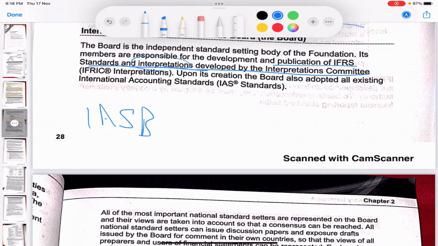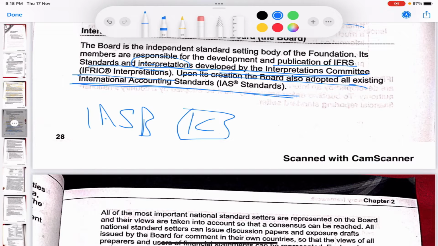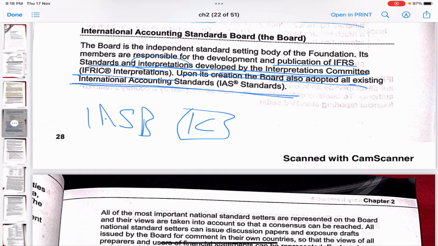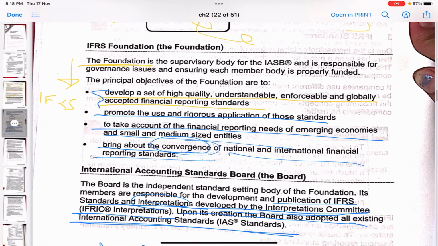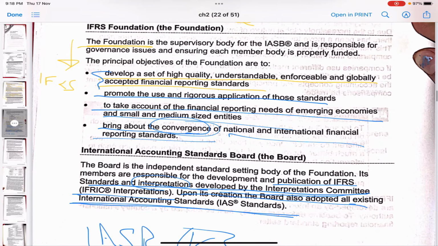So interpretations are developed by the Interpretations Committee or IFRIC interpretations. Interpretations are obviously developed by the IFRS IC. What is IC? Interpretation Committee. Upon its creation the board also adopted all existing international accounting standards. So what is IASB? IASB is held responsible for the publication and development of the IFRS. And what is the IFRS Foundation responsible for? The IFRS Foundation is responsible for the basic foundation and application of the standards.